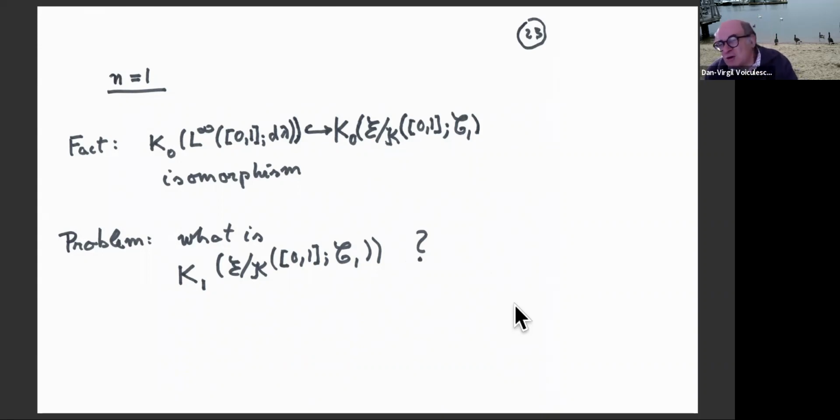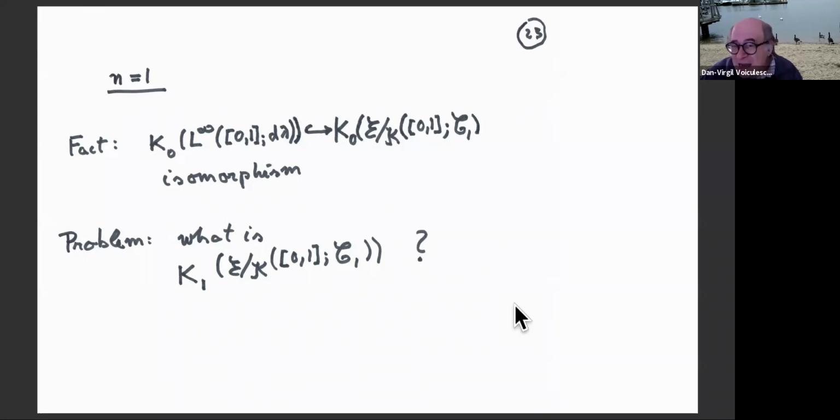I think you have L2 of 0, 1 with respect to Lebesgue measure, and you take the multiplication operator by the coordinate function, and then you take the commutant mod trace class of this multiplication operator. Then I know that K0 is the same thing as K0 of the L infinity algebra. So K0 is exactly, modulo sets of Lebesgue measure 0, the measurable functions with integer values which are also bounded.